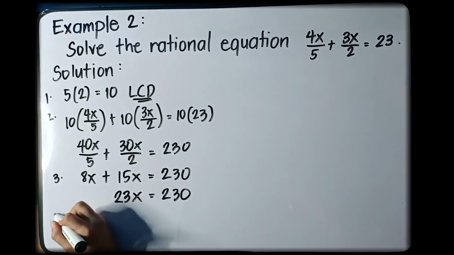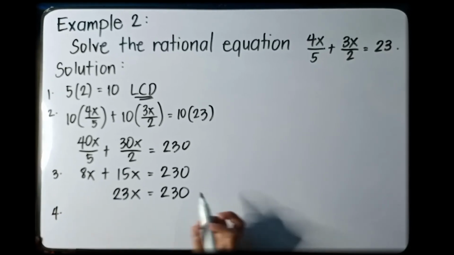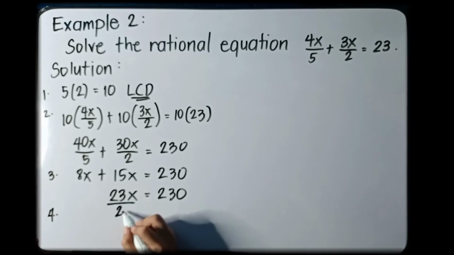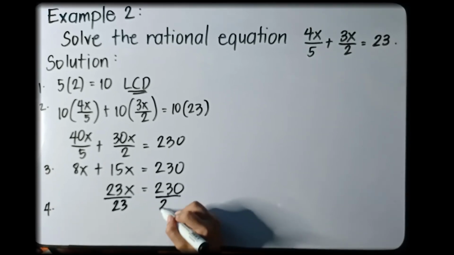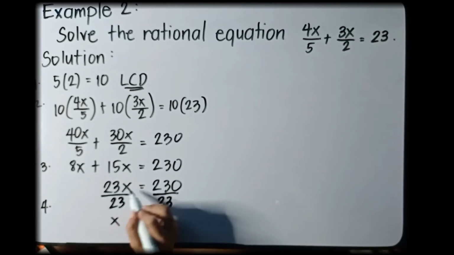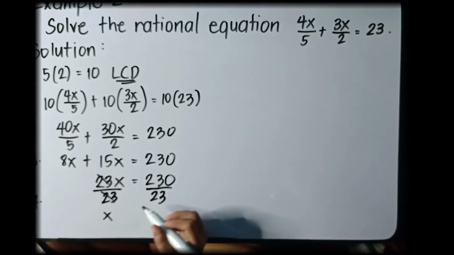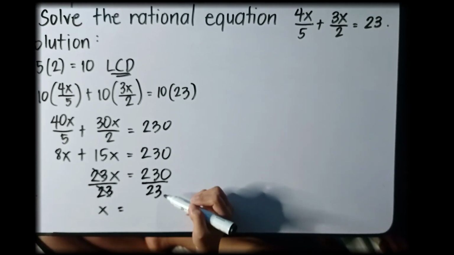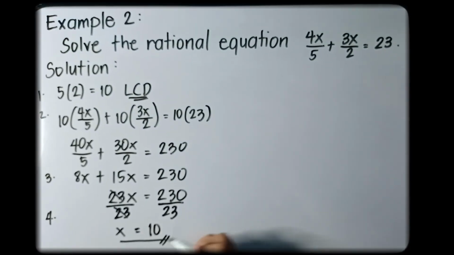For the fourth step, we have to divide by the numerical coefficient of x. So we have 23x divided by 23, and then 230 divided by 23. Since 23x divided by 23, we cancel this because that is equal to 1. So we have x here as your normalized coefficient. 230 divided by 23 is 10. So your x is equal to 10.